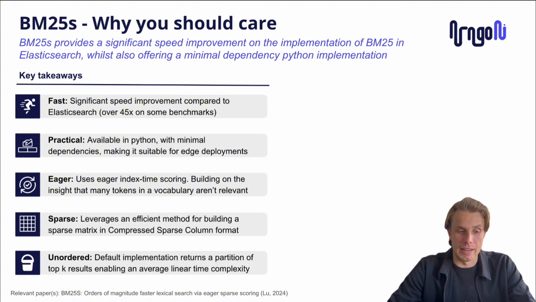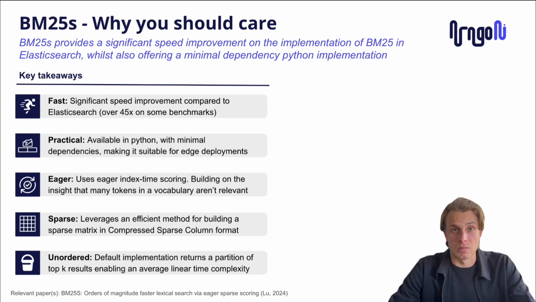And this last one is more of a practical consideration that you need to be aware of if we were to use BM25s. And that is that the default implementation returns a partition. So an unordered selection of k results that are most relevant to the query. That means that they're not sorted in order of what is the best match. It's just that you're getting that collection. By doing that, it means that we can apply selection algorithms that have on average linear time complexity, as opposed to if we were to require the ordering as well, that would make us require logarithmic.